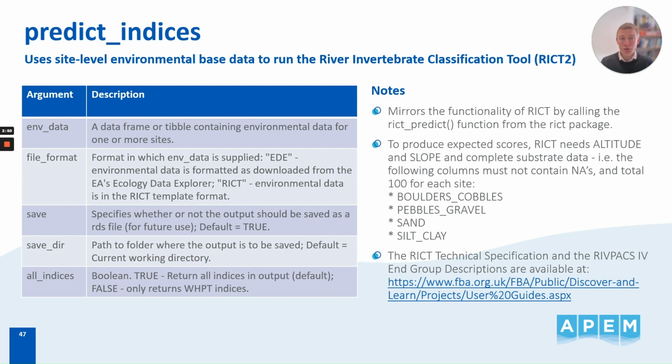To run the RICT tool, we need the environmental base data for each sampling location, that describes the physical characteristics of the site. As an absolute minimum, the RICT tool requires us to know the altitude and the slope of the site, and also to have substrate composition data. That is, we need to know the percentage composition of boulders, cobbles, pebbles, gravel, sand, and silt clay, and those percentages must add up to 100%.